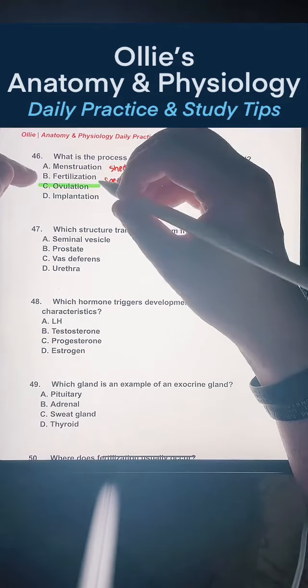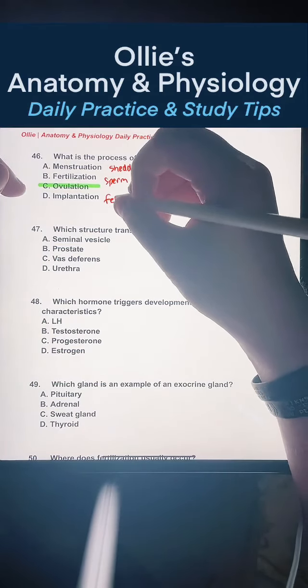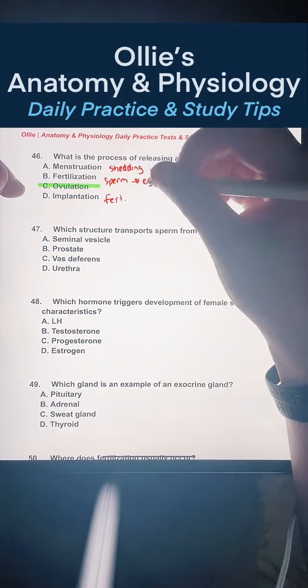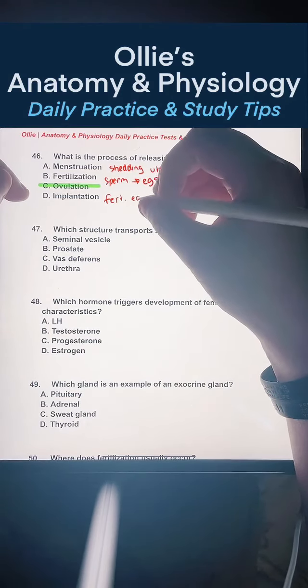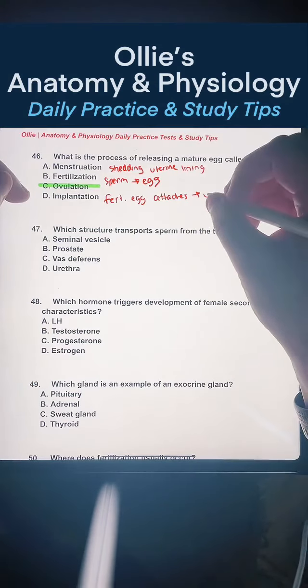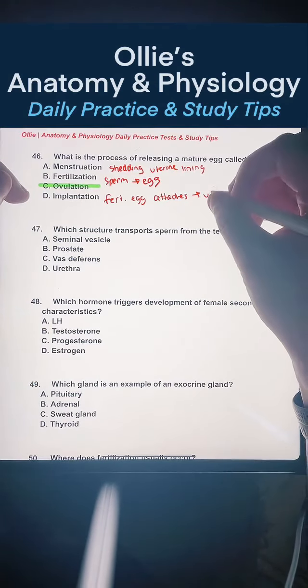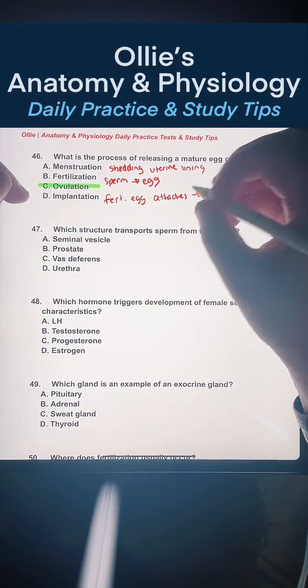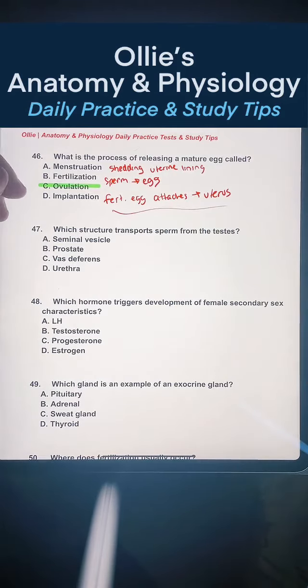Implantation is where that fertilized egg, I'm just going to put FERT, that'd be an interesting name for an egg, the FERT egg attaches to the uterus. Oops, that's a terrible way to spell it. All right. Number 47, what structure transports sperm from the testes?